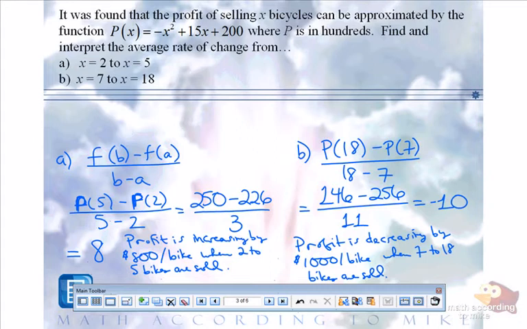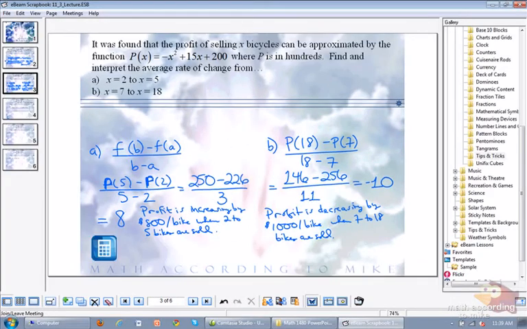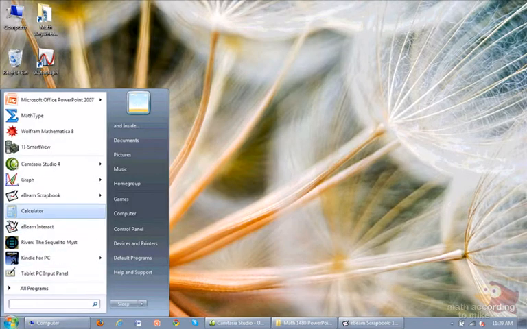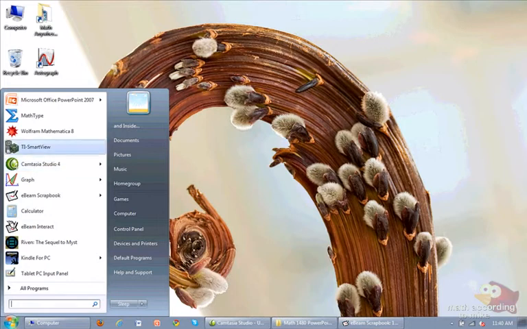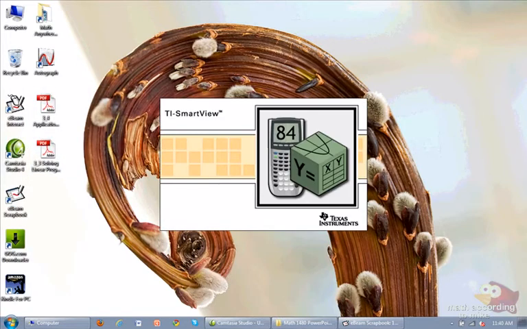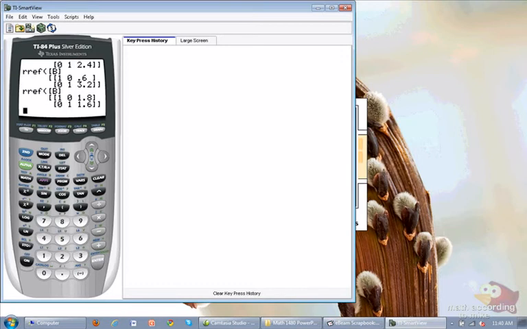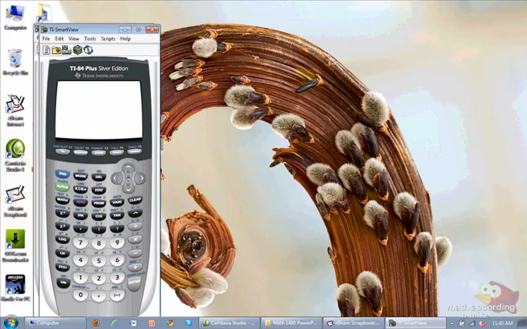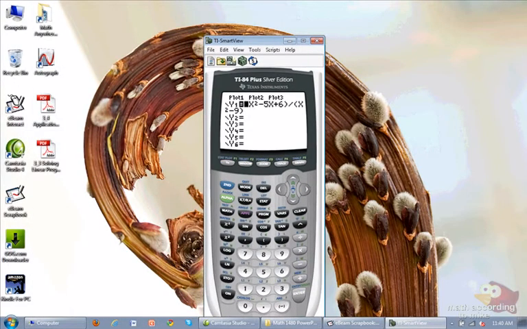What we're going to do now is talk about what happens graphically with these two examples. We're gonna load up the calculator here. What I'm going to do is I'm going to go to my y equals, and I'm going to type in that profit function.